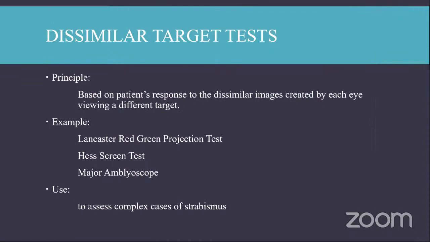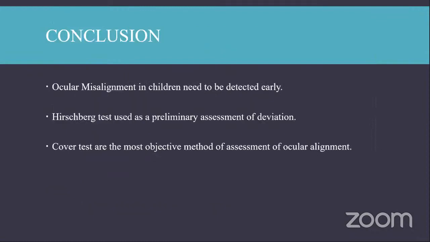At this point, I would like to conclude by saying that ocular misalignment in children should be detected very early. HIRSCHBERG test may be used as a preliminary assessment of deviation, but if you want to report the presence or absence of a strabismus when you are asked for it, the objective methods like cover tests are mandatory.